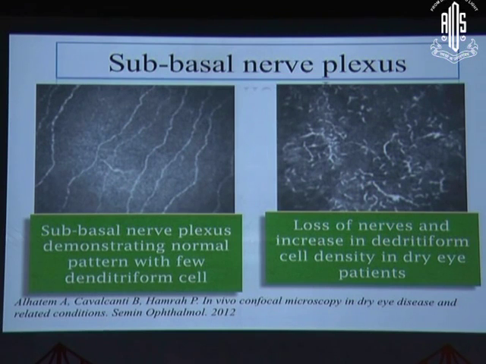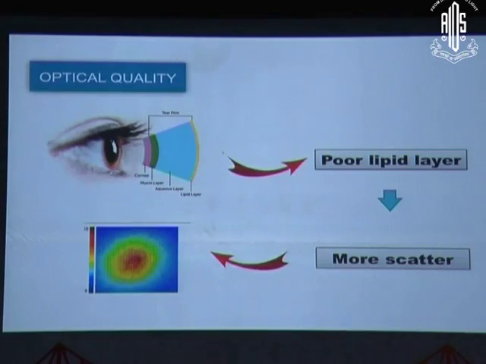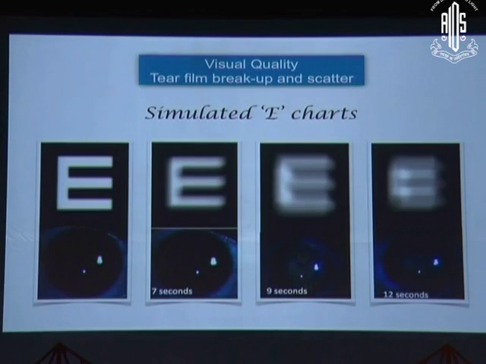Let's go beyond, to what the patient sees, because as we said, the first refracting surface is the tear film. If a patient has a poor lipid layer, obviously there is going to be more scatter of the light that is entering the eye. So this is what a patient clinically sees.